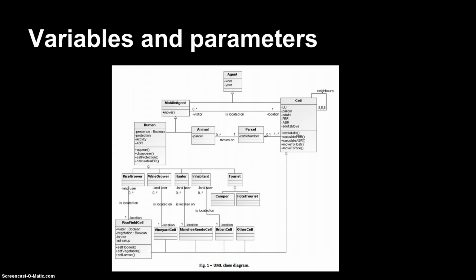So here we can see the diagram that I took that information from. The two broad agents, mobile agents and cells. You can see cells, like I said, made up of rice fields, vineyards, marshes, urban, and other. And the mobile agents made up of humans and animals. And humans are actually broken down further into rice grower, wine grower, hunter, inhabitant, and then tourist, which is broken down into camper and hotel tourist. And each of these have different factors which affect the potential for being bitten by mosquitoes.